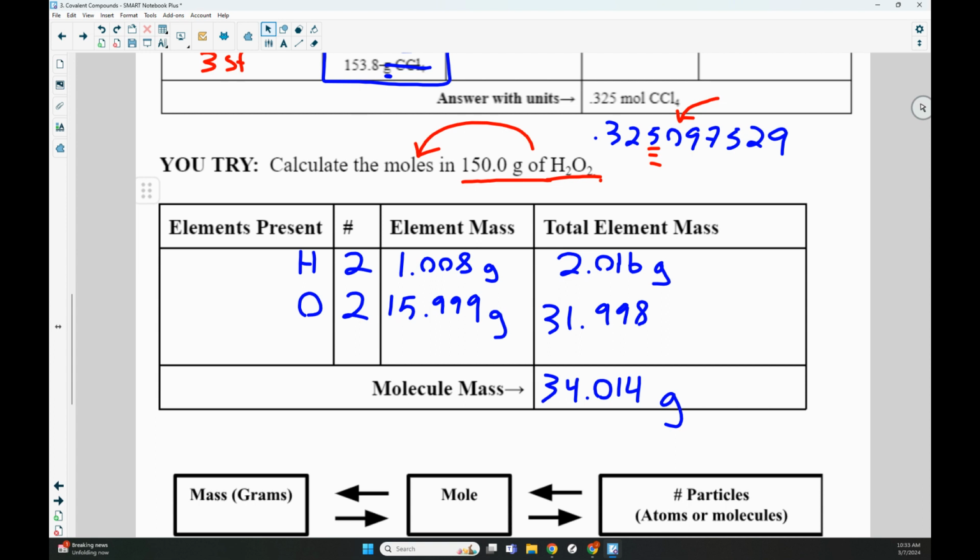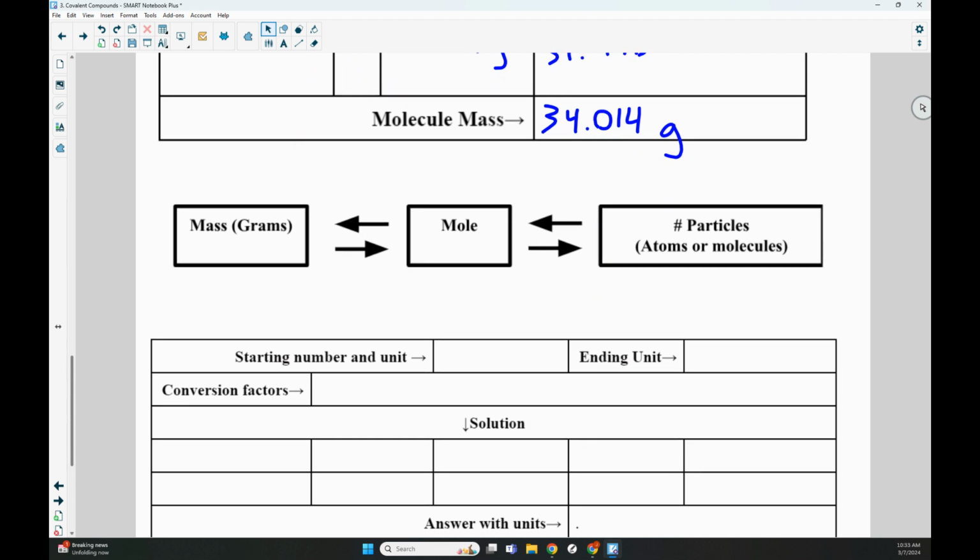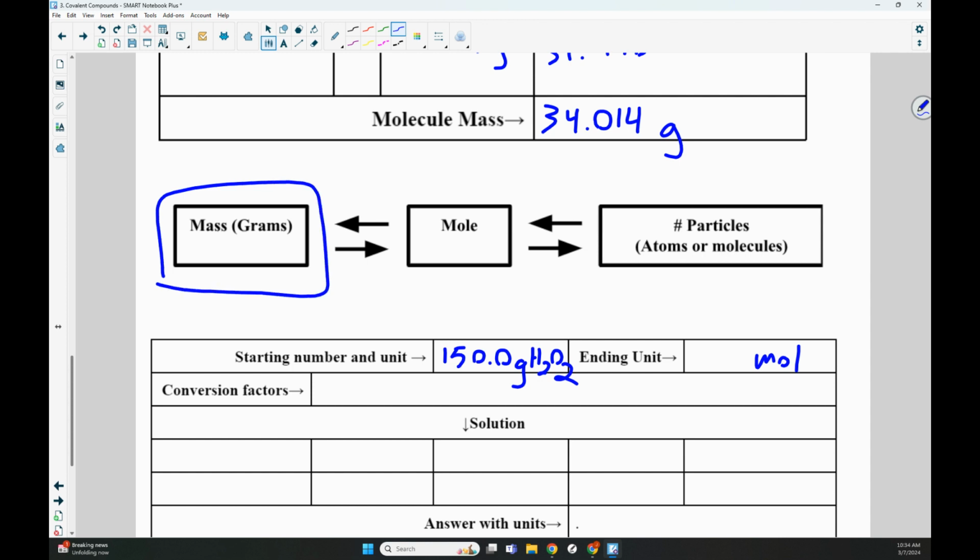So the problem is calculate the moles in 150 grams of H2O2. So 150 grams, and it's 150.0 grams of H2O2 is going to be our starting number and unit, and our ending unit is going to be moles. So we are starting with grams, 150 to be precise, and we are going to figure out how many moles that is going to be. And my conversion factor is going to be 1 mole is equal to 34.014 grams.